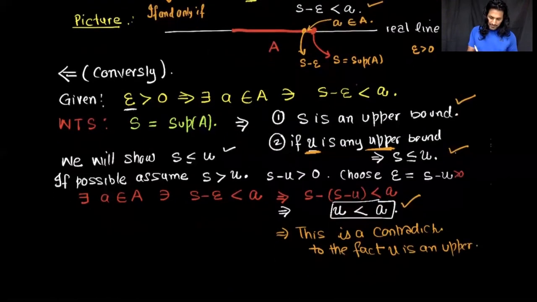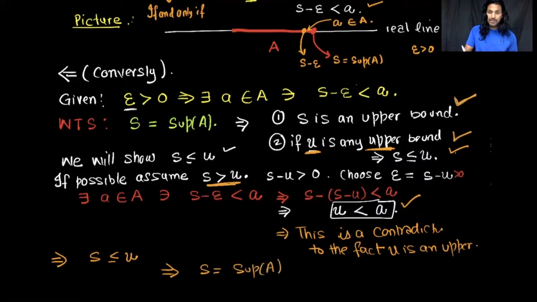So if this is a contradiction, it means this cannot be true, or in other words, this implies S is always less than or equal to U, and this implies S is equal to the sup of A, because S satisfies the first property and S also satisfies the second property of the definition. So this completes the proof of our theorem. So this completes basically the forward and the backward direction of this theorem.